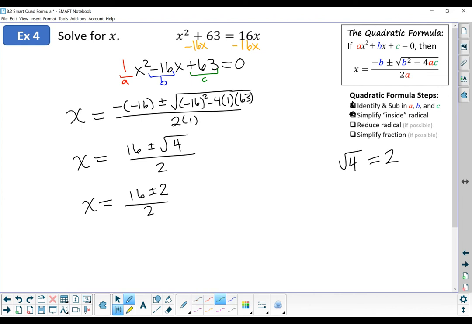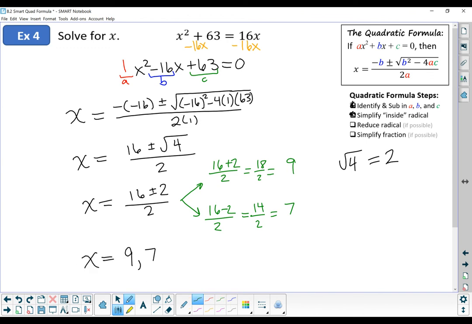When this happens, and this does occasionally happen, you want to keep going because this is just a number, or two numbers, I guess. So we want to get those two numbers. So I'm going to separate it into two equations. 16 plus 2 divided by 2, and 16 minus 2 divided by 2. Well, 16 plus 2 is just 18, and 18 divided by 2 is 9. 16 minus 2 is 14, and 14 divided by 2 is 7. So we really just have the answers 9 and 7.